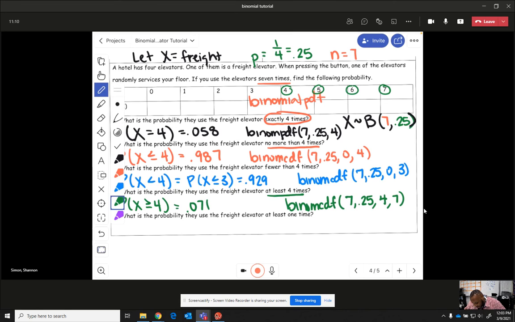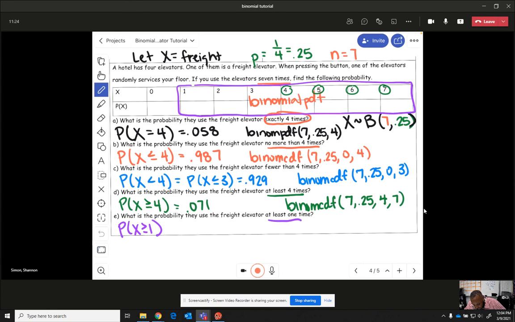And then the last one is a very special case of at least that you're going to see a lot, which is the at least 1 case. And that's the probability that X is greater than or equal to 1. Well, greater than or equal to 1 in any distribution will always be everything other than 0. And we'll learn eventually that this is 1 minus the probability of none. So you can calculate it using that, but because we have our calculators, we can just do binomCDF again. N is 7, 0.25. Our lower bound, at least 1. We're going to start at 1 and go all the way up to 7.